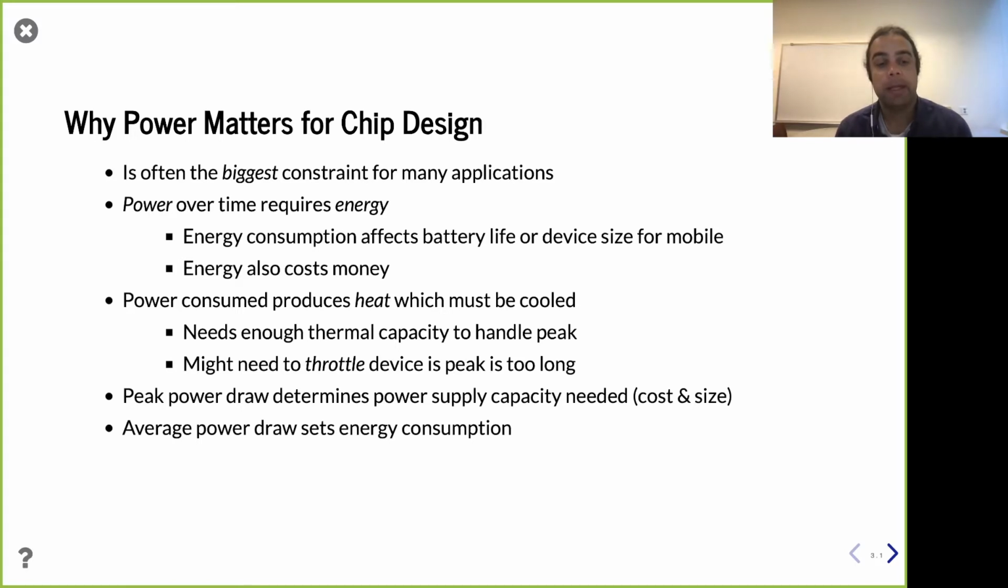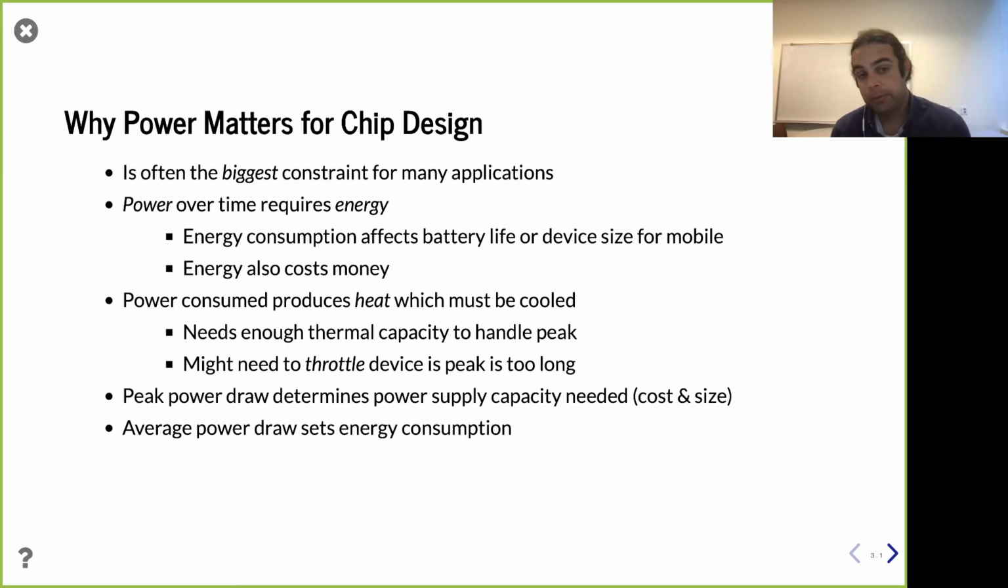When your device is operating, it requires some amount of power while it's running. Then you integrate it over time, and that's how much energy is consumed. Depending on what system you're worrying about, you may worry more about power or more about energy, or both. So why is energy a problem? Energy is a problem because of a few things. For mobile devices, energy affects things like battery life. The more energy your device uses, that's going to change how big or small your battery is or how long or short the battery life is. That's the case for mobile.